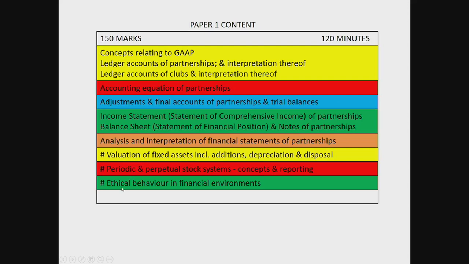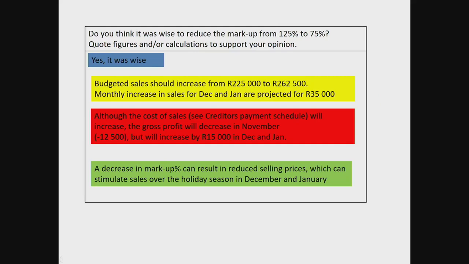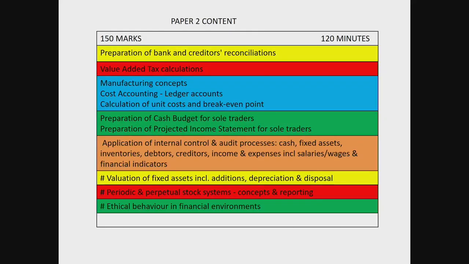And together with any ethical behavior, like your problem-solving items, like the internal controls regarding all of them. Not only the fixed assets or the stock, but all of them. Okay, so that will be the content for paper one. Let me look at the content for paper two. Oops, wrong way. Paper two, the same, 150 marks, 2 hours. So what will be in paper two?